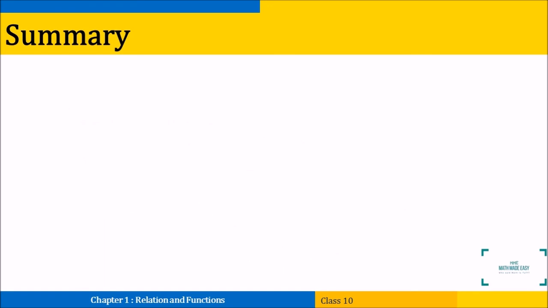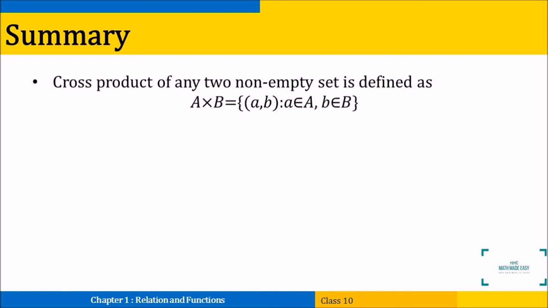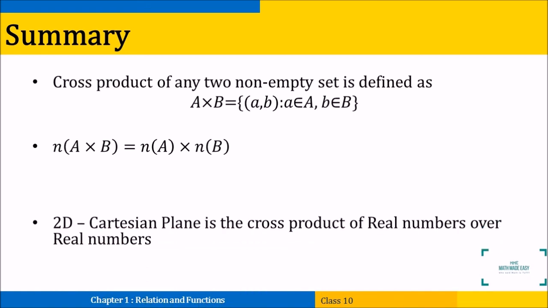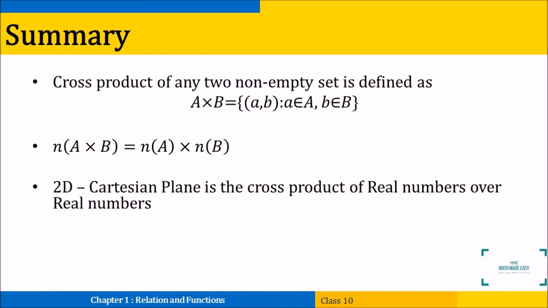The cross product of any two non-empty sets is defined as A cross B equals the set of all ordered pairs (a, b) such that a belongs to the set A and b belongs to the set B. The cardinality of the cross product A cross B will be equal to the product of the cardinalities of the sets individually. The 2D Cartesian plane is the cross product of real numbers over real numbers. And finally, we saw certain properties of the cross product.